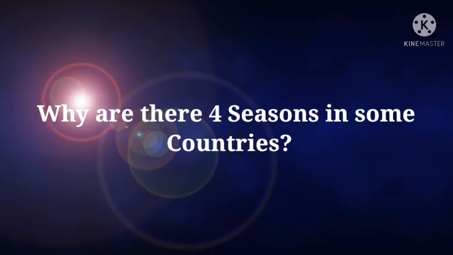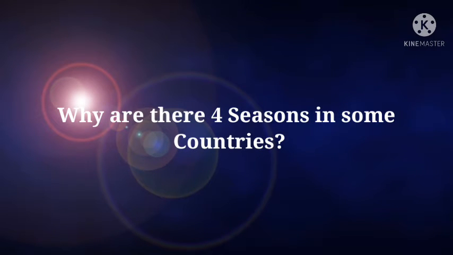Why are there 4 seasons in some countries? Different parts of the Earth have different seasons throughout the year because of the Earth's revolution and the tilt of its axis. The Earth tilts at 23 degrees. As the Earth moves around the Sun, the Earth's axis is always tilted in the same direction throughout its orbit. As a result, different parts of the Earth receive different amounts of sunlight at different times of the year.